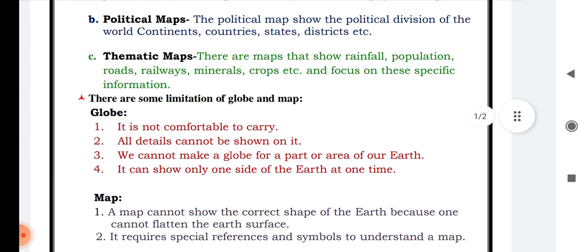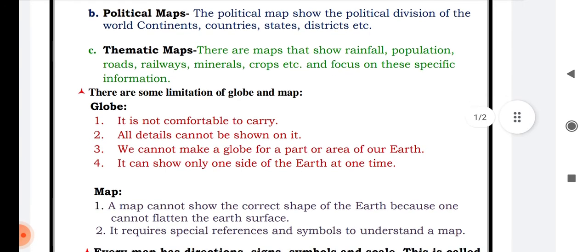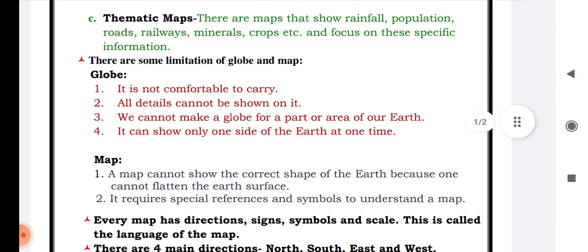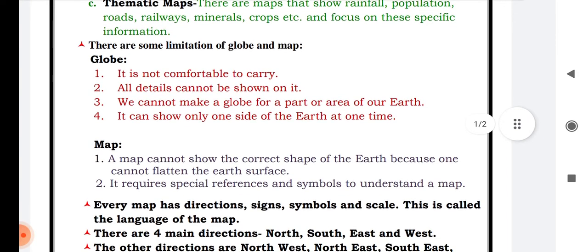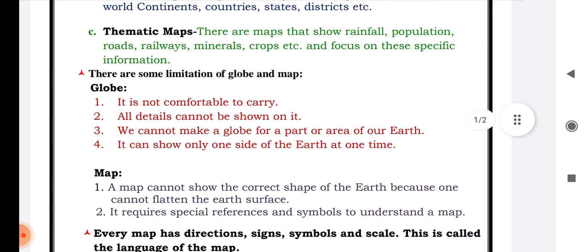Number 4. It can show only one side of the earth at one time. If you want to see the other part, you have to rotate the globe. Now let us see what are the limitations of the map. We are saying that the map is comparatively better, but let us see what actually the limitation of map is.